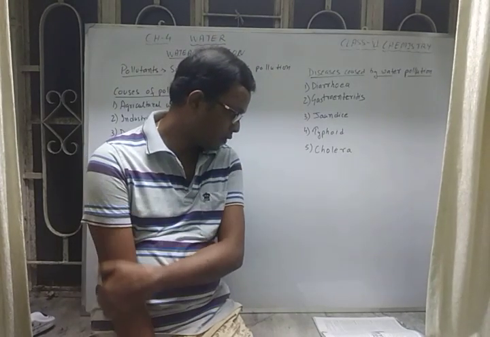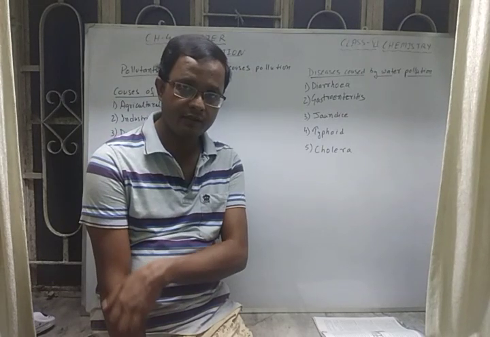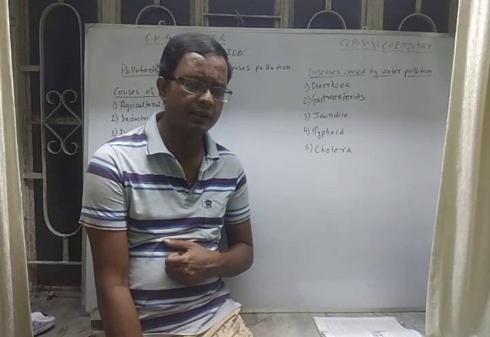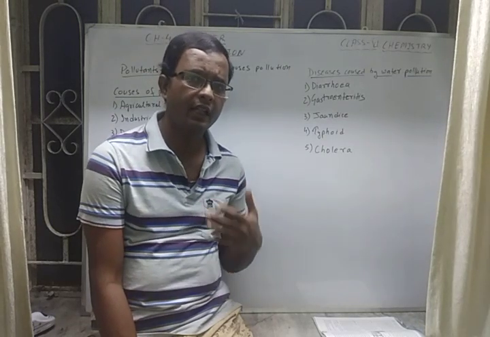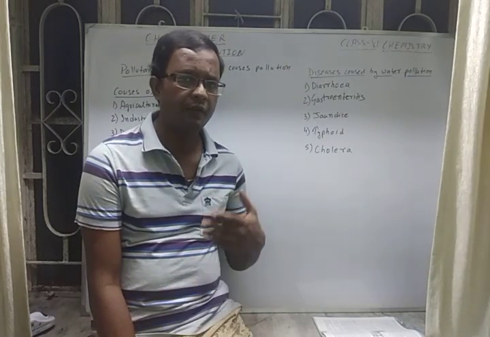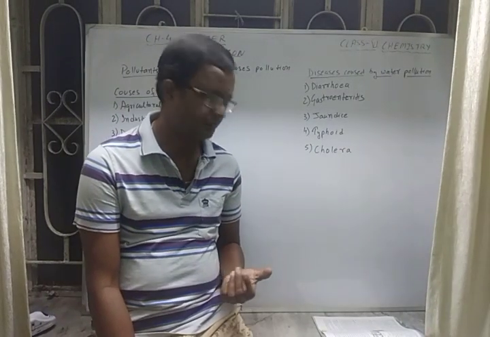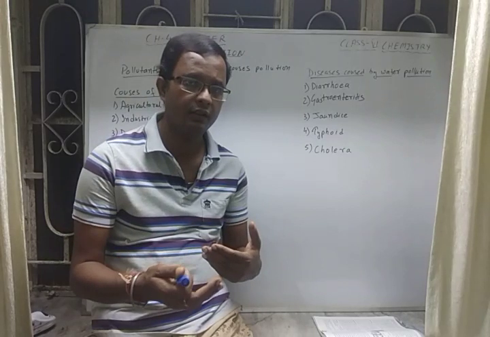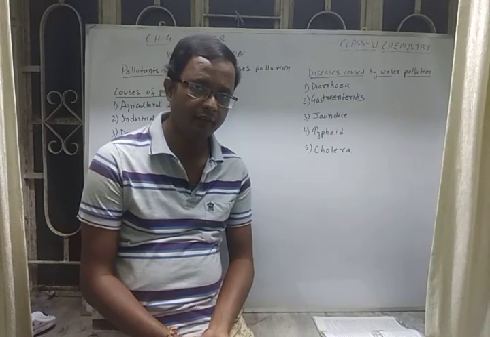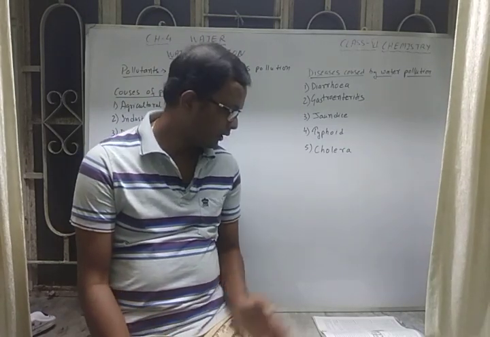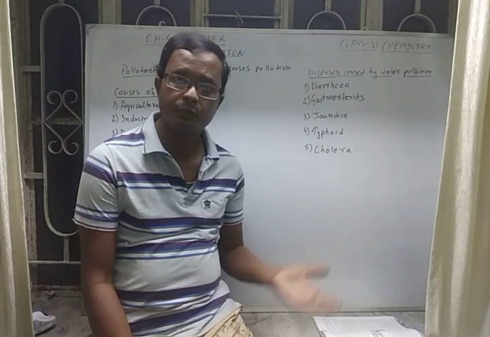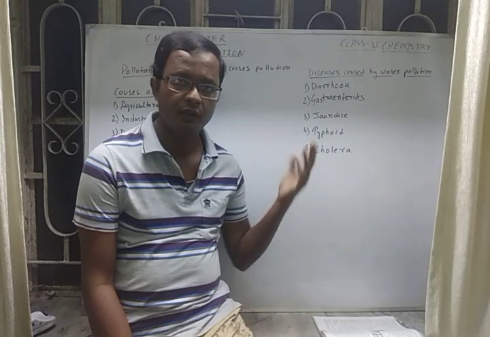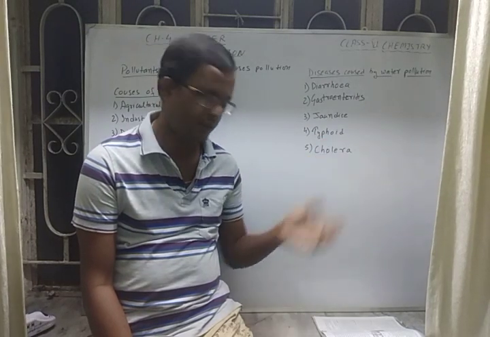Next is gastroenteritis. It is a problem of gastritis, stomach pain. There will be stomach pain, acidity, and indigestion problems, which leads to a further stage, that is diarrhea. Next, you will be having loose motion and vomiting. These are the symptoms of gastroenteritis.